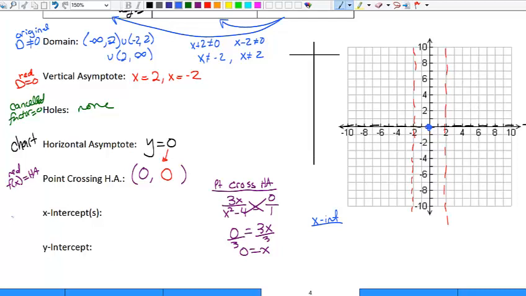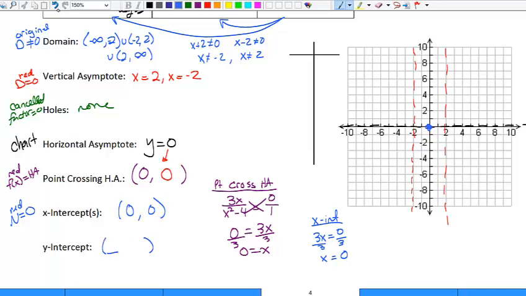To find the x-intercept, we set the reduced numerator equal to 0. So I'm going to set 3x equal to 0. You could set the whole function equal to 0, but if the numerator is 0, then the whole function is 0. So just setting the numerator equal to 0 is going to save you a little bit of time. So x equals 0, so that's going to be my x-intercept.